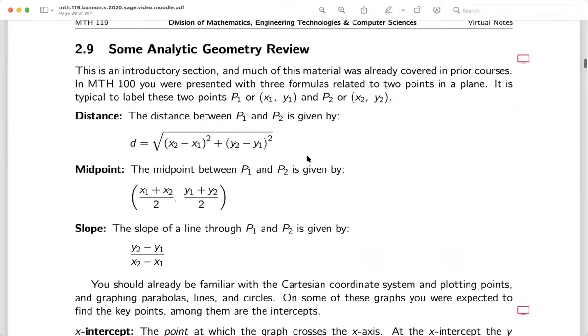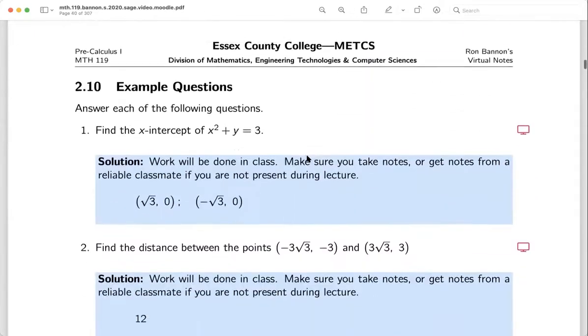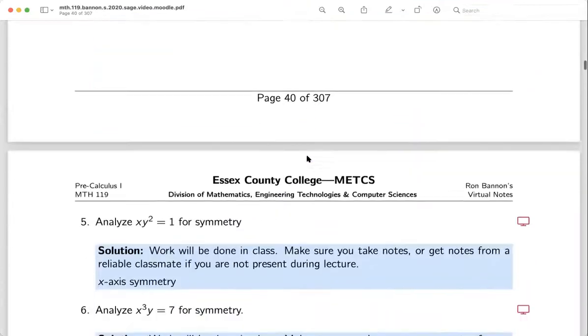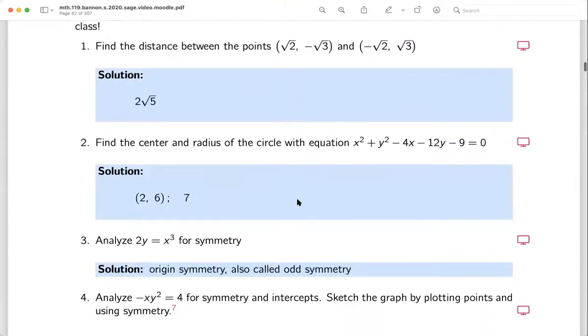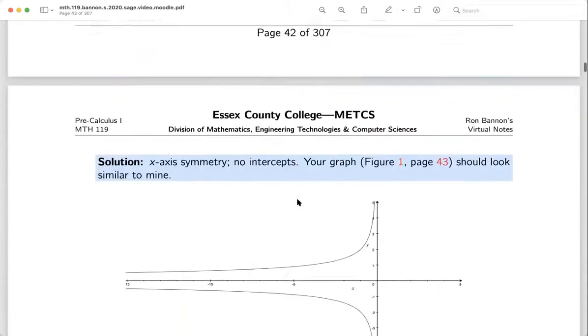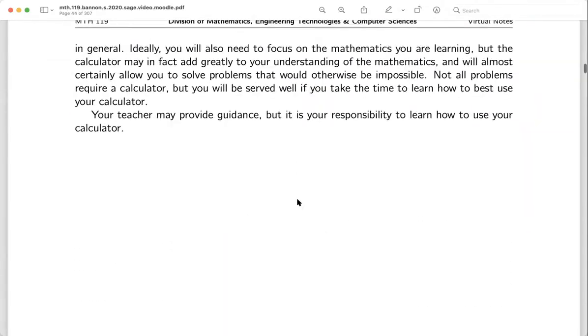In week 2, we'll also talk about the analytic geometry. We'll get through it. We'll have some example questions, and supplemental activities. I don't know if I'll post a video or do a lecture on that. It kind of depends how much time we spend in the material. But anyway, that stuff will be done. Once you're done with that, then we go into week 3. We'll talk about technology as well.